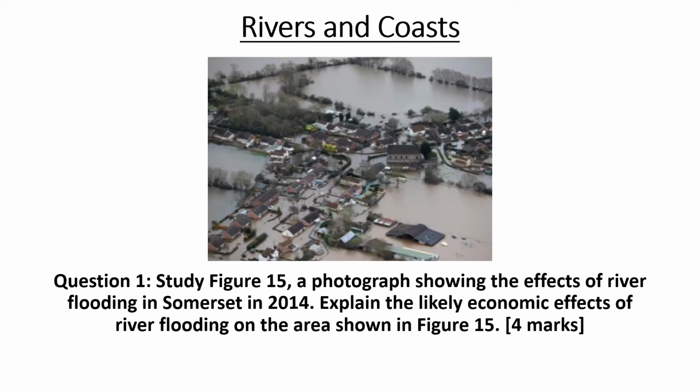Question 1 then was, study figure 15, a photograph showing the effects of a river flooding in Somerset in 2014. Explain the likely economic effects of river flooding on the area shown in figure 15.